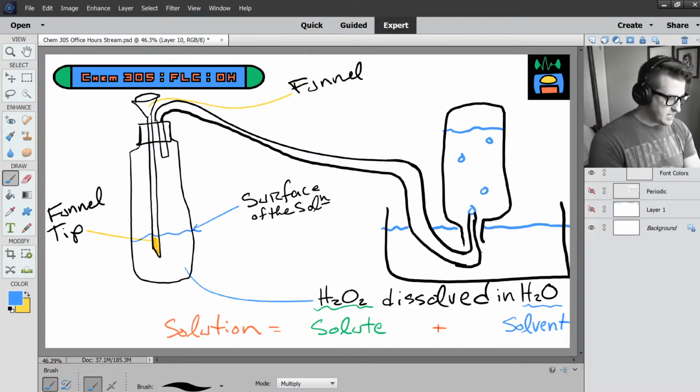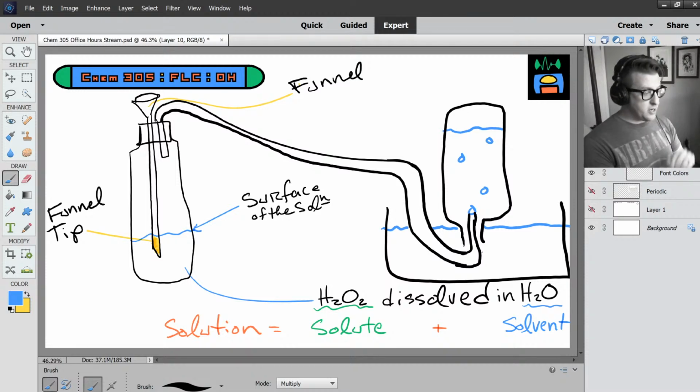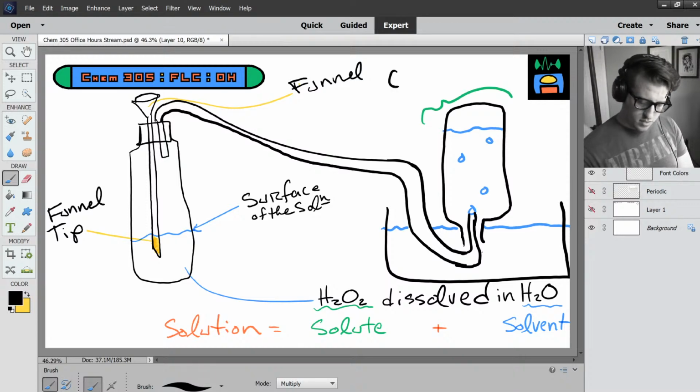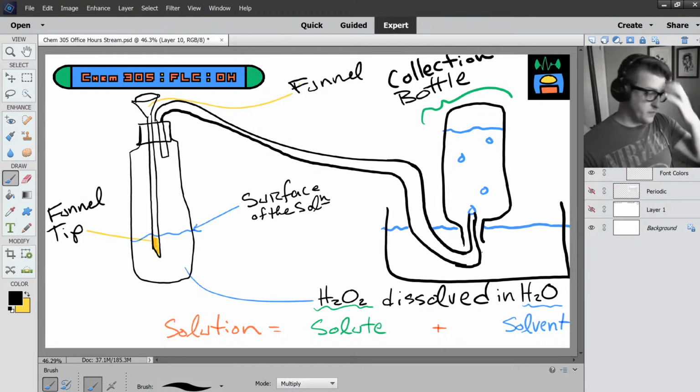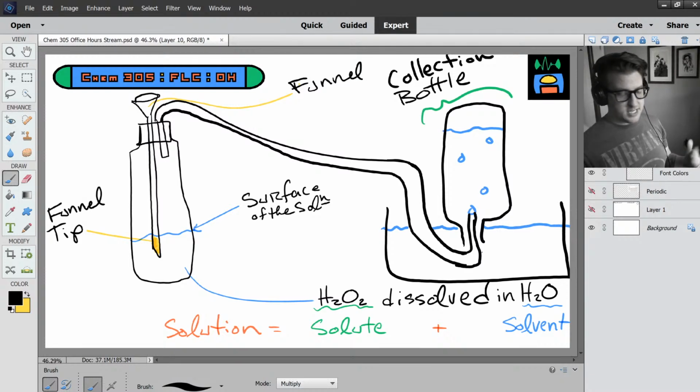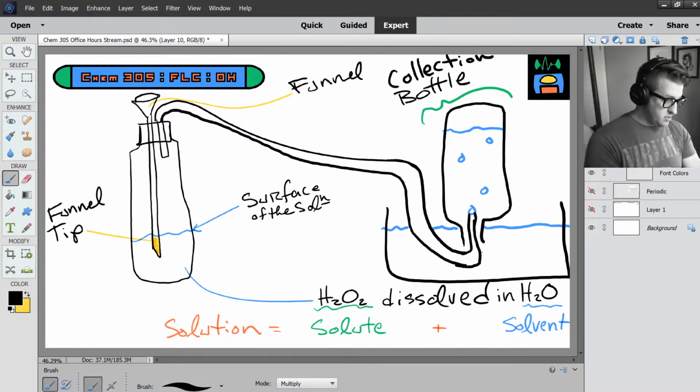Do we keep the bottle facing up so the water doesn't spill out? Actually, no. So this is the collection bottle right here. This is the collection bottle, which is kept facing down, but you'll notice it's below the surface of the water. So the water doesn't actually spill out because it's below the surface of the water.